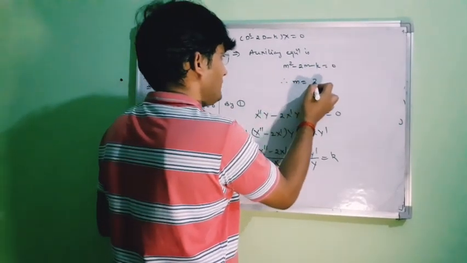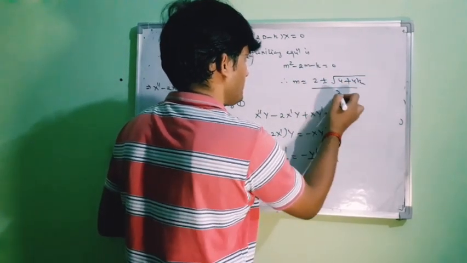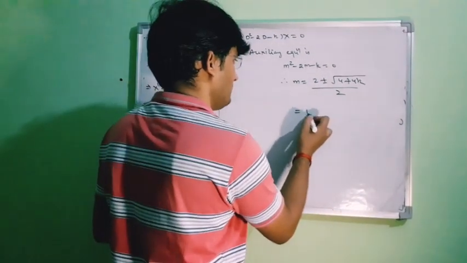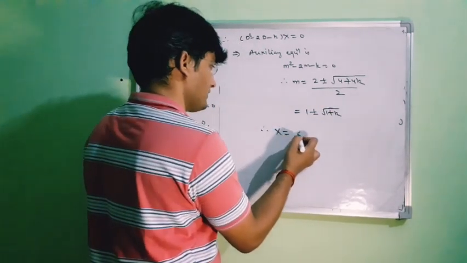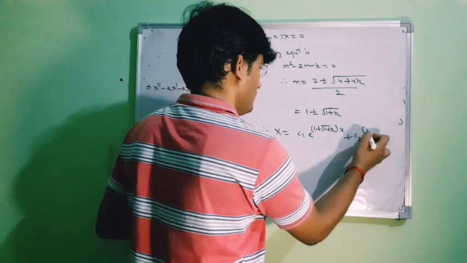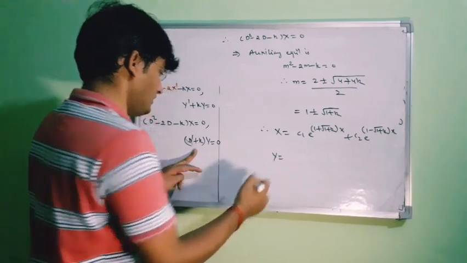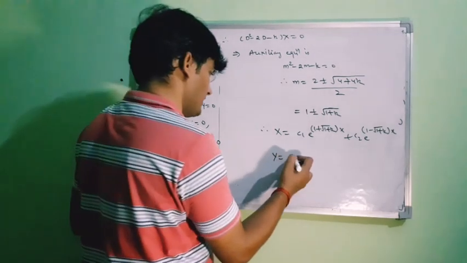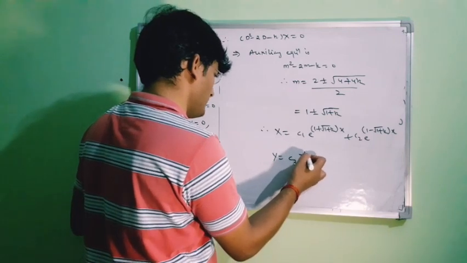Therefore m equal to minus b plus minus square root of b square minus 4ac, so this will be 4k, divided by 2a. That means we can write it as 1 plus minus under root 1 plus k. So our X will be c1 e to power (1 plus under root 1 plus k) x plus c2 e to power (1 minus under root 1 plus k) x. Here for Y the auxiliary equation will be m plus k equal to 0, so your m will be minus k, so your capital Y will be, c1 and c2 have been already used, so this will be c3 e to power minus k small y.